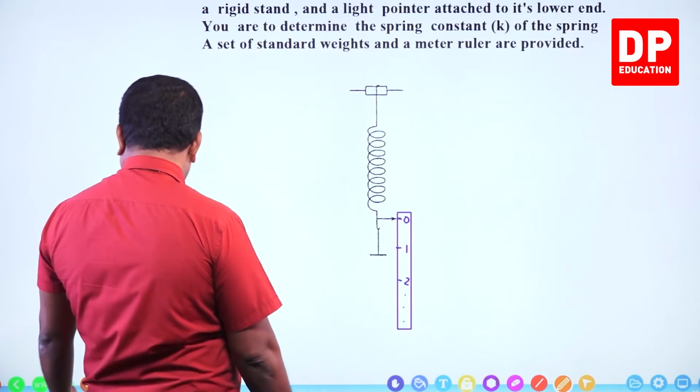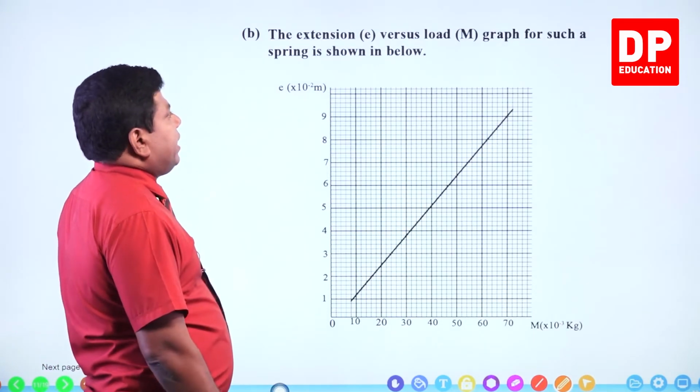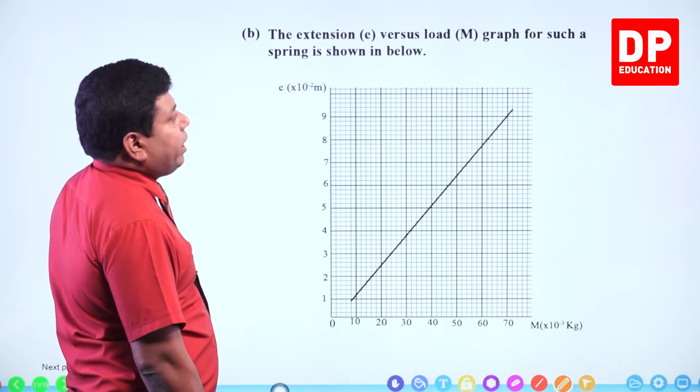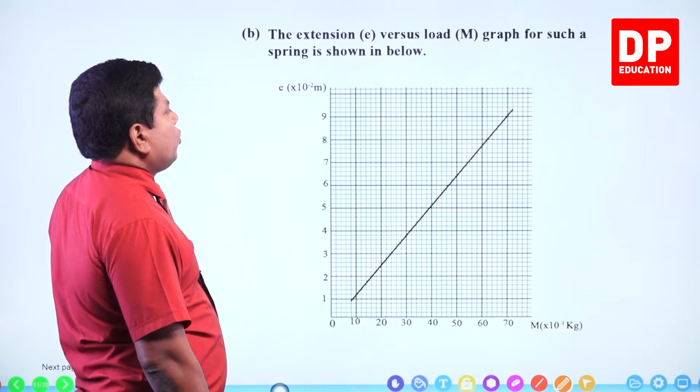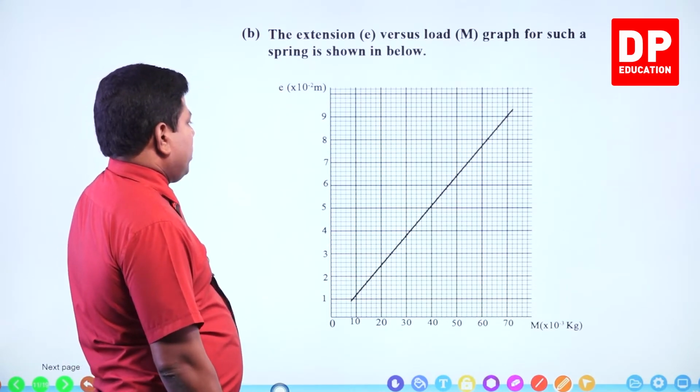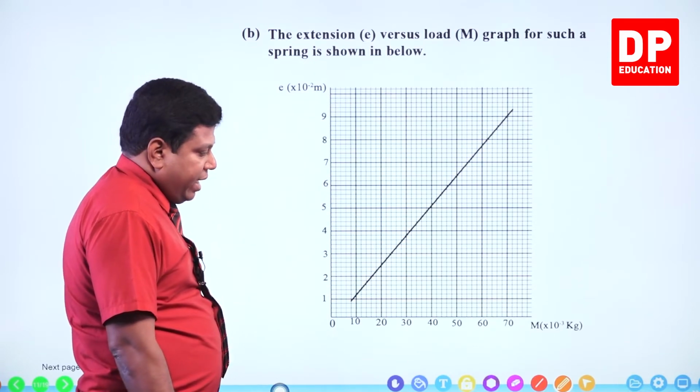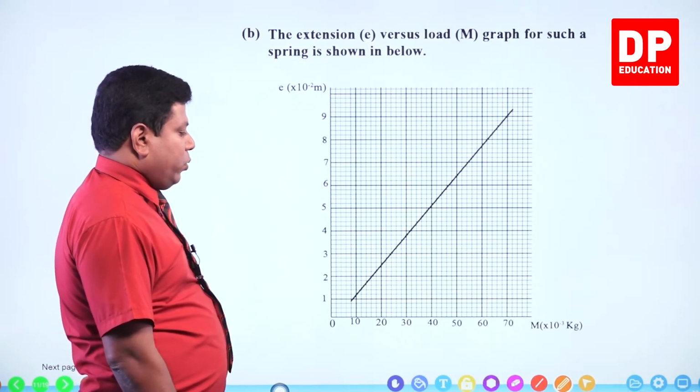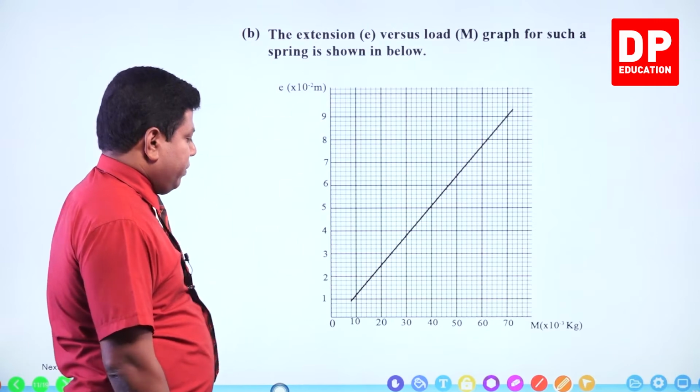Next, the extension values versus load M for such a spring is shown below. E into 10 to the power minus 2, that means it's in centimeters. M into 10 to the power minus 3 kilograms, that means it's in grams.